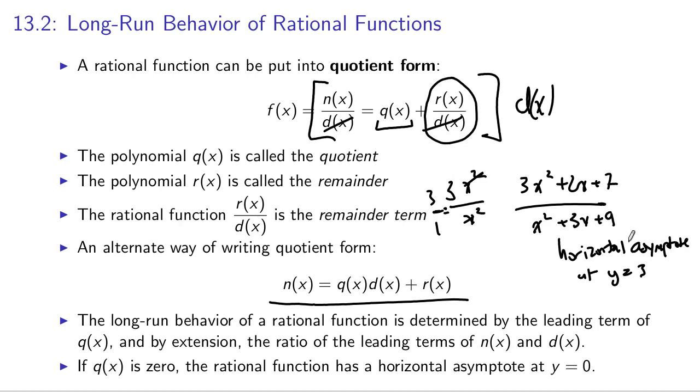If we have an x left over, we won't have a horizontal asymptote. We would have some other kind of asymptote. And we'll talk about this more as we go on here. And so if q of x is 0, the 0 polynomial, then there will be a horizontal asymptote at y equals 0. So the graph would approach the x-axis in such a case.